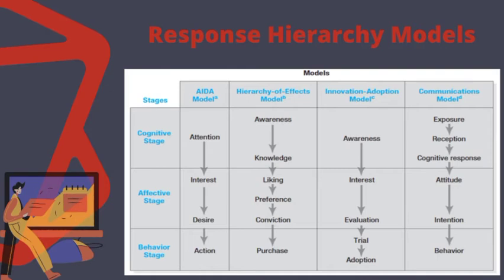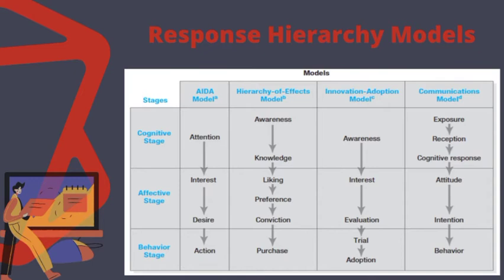Then liking. If target members know the brand, how do they feel about it? Good public relations call for good deeds followed by good words. And then preference. The target audience might like the product but not prefer it to others. And then conviction. The target audience might prefer a particular product but not develop a conviction about buying it.